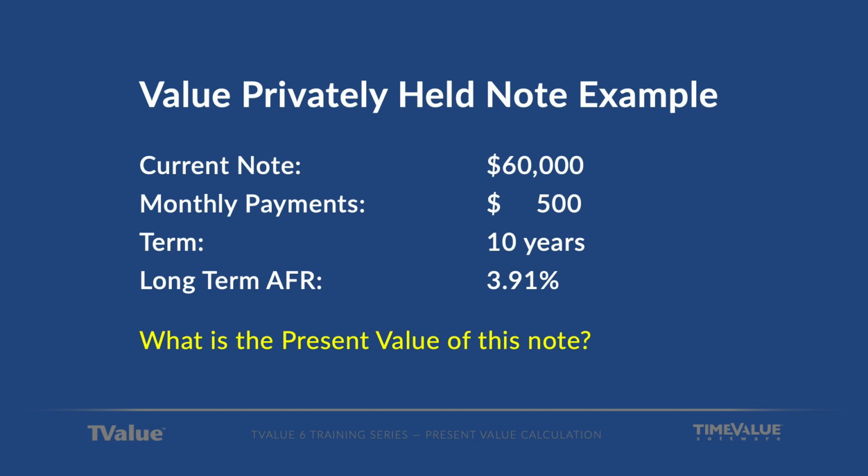But the IRS says that you have to charge interest, and the minimum rate that you have to charge is based upon the applicable federal rate, or the AFRs. You also have to use the rate based upon the appropriate term. Since we have 10 years, we're going to be using the long-term AFR rate. At this point in time, it was 3.91%. And we'll figure out what the present value is using TValue 6.